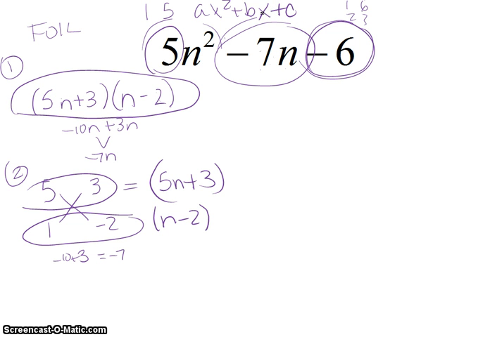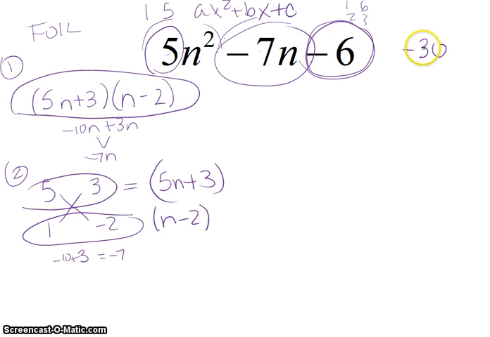And in this situation, I'm going to be multiplying my a and my c, my term in front of my n squared and my constant at the end. So I would multiply 5 times negative 6, and I get negative 30. That's the first step of this method.